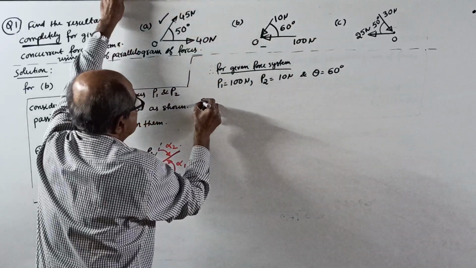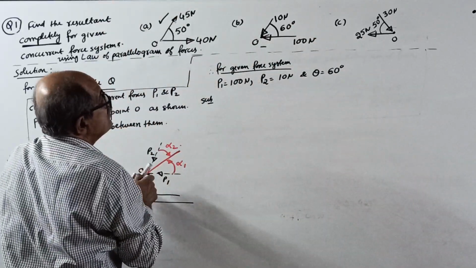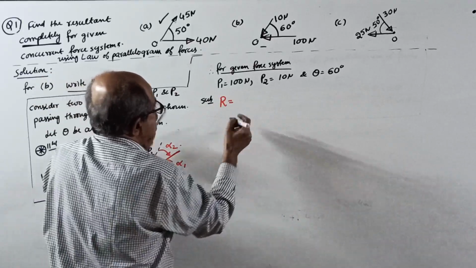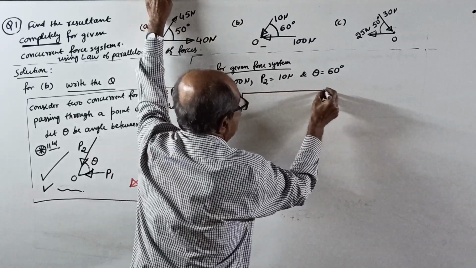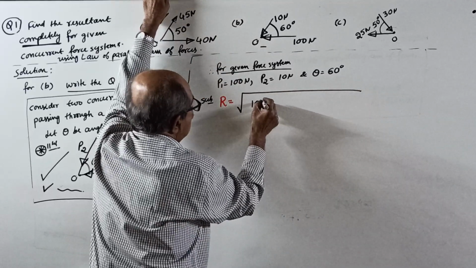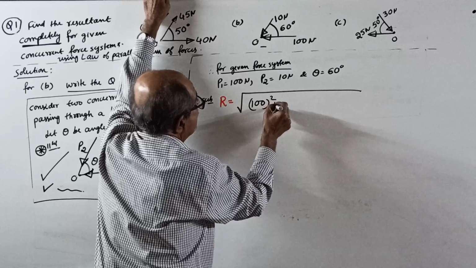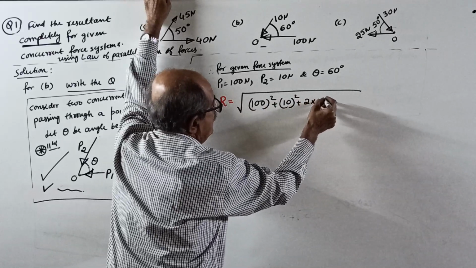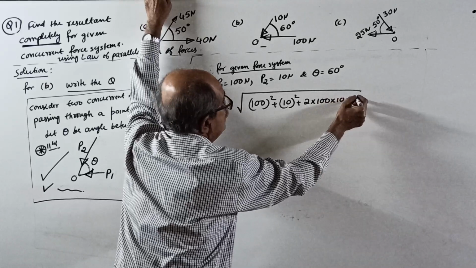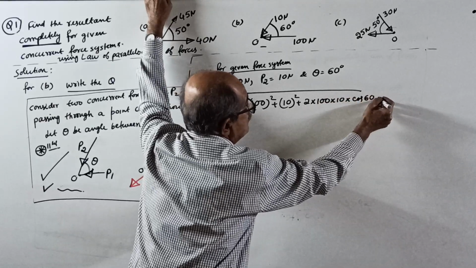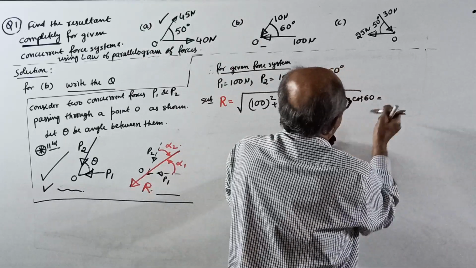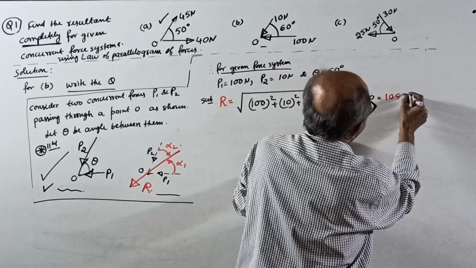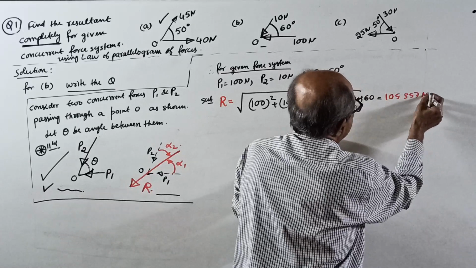Okay, start. Substituting, R equal to square root of 100 square plus 10 square plus 2 into 100 into 10 into cos 60. It will come, I noted the answer there: 105.357 Newton. That is the answer.